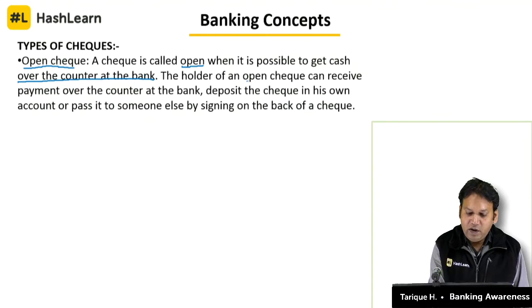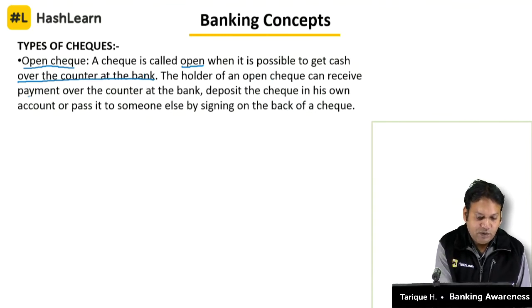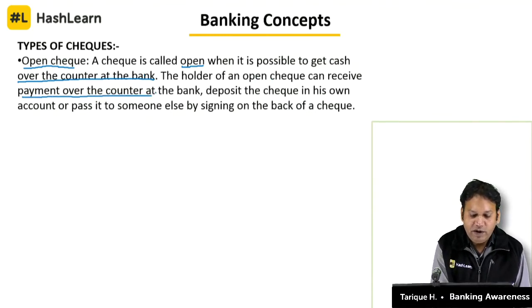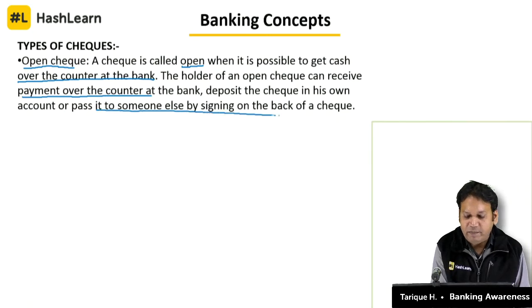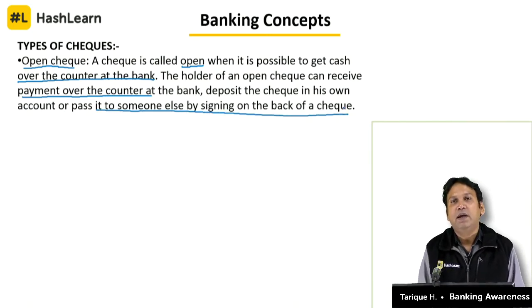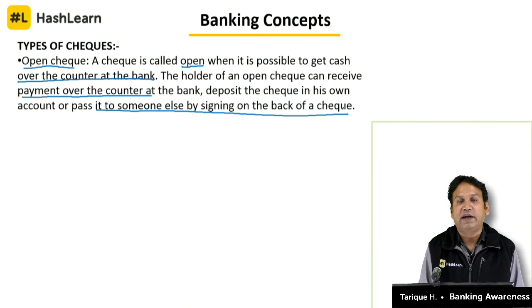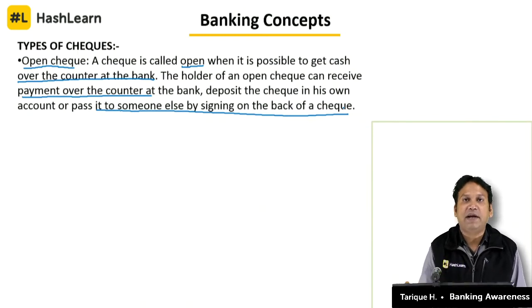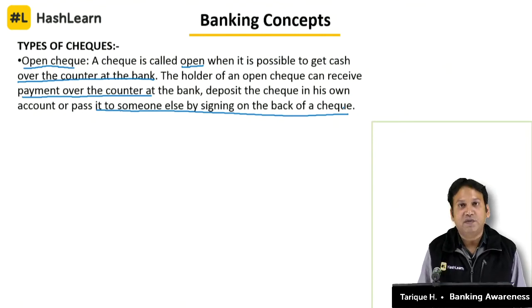The holder of an open check can receive payment over the counter, so it can be used for withdrawing money, or you can give it to someone by signing on the back of the check. So I can take a check, write self and sign behind the check and give it to you. You can take it to a bank and get that amount in cash over the counter. That is what is called an open check.